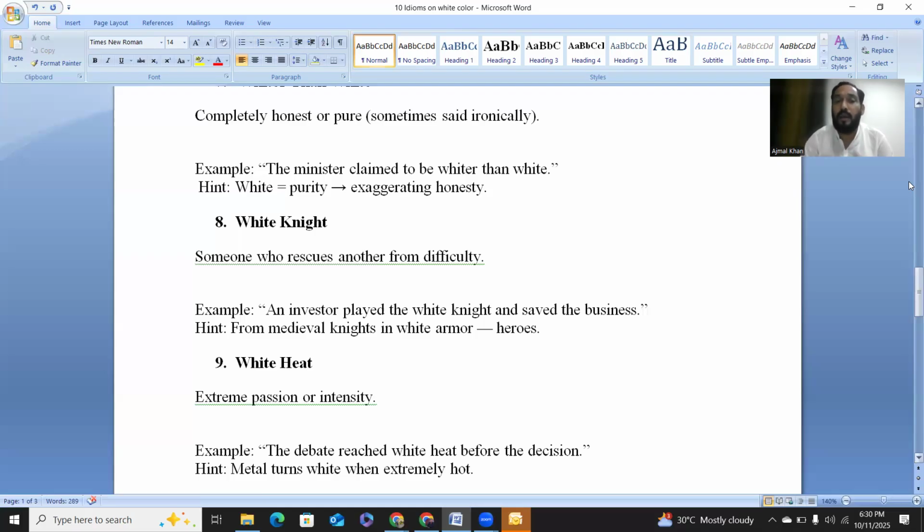So the hint: metal turns white when extremely hot. When a metal is heated, it becomes white when it is heated to the extreme level. So it is a hint to remember that white heat shows extreme intensity, the highest intensity, the highest energy, momentum, and spark.